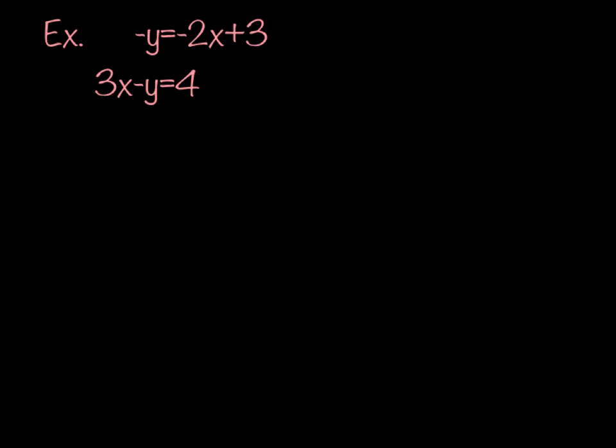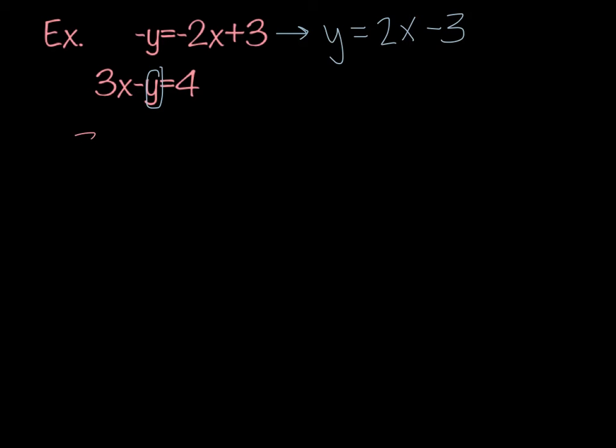Example. This time, we have this set of equations here: negative y equals negative 2x plus 3, and 3x minus y equals 4. This first equation is actually super close to the y already being by itself, but we have a negative y, so we could either multiply or divide everything by negative 1 to get y by itself. That would leave us with y equals 2x minus 3. Again, we can substitute that in for y in this equation and get everything in terms of x.